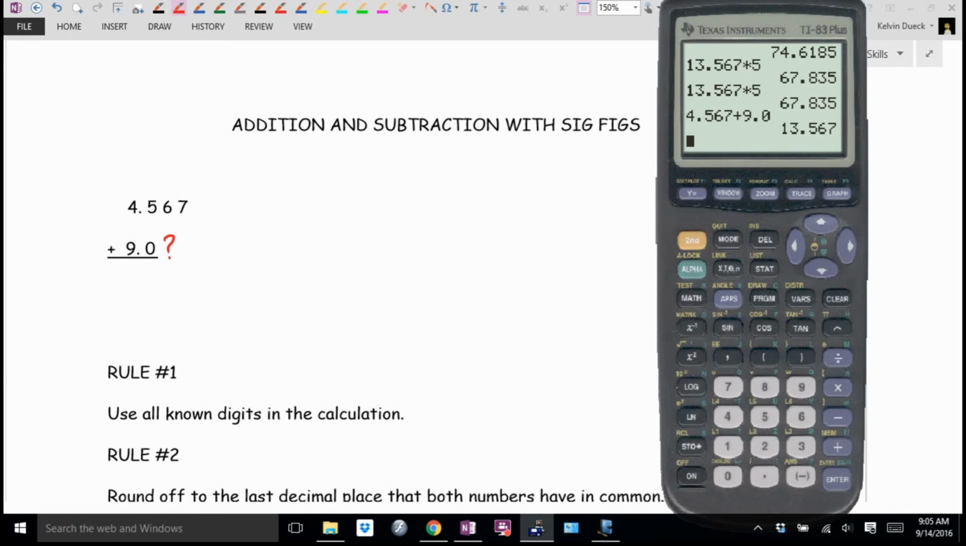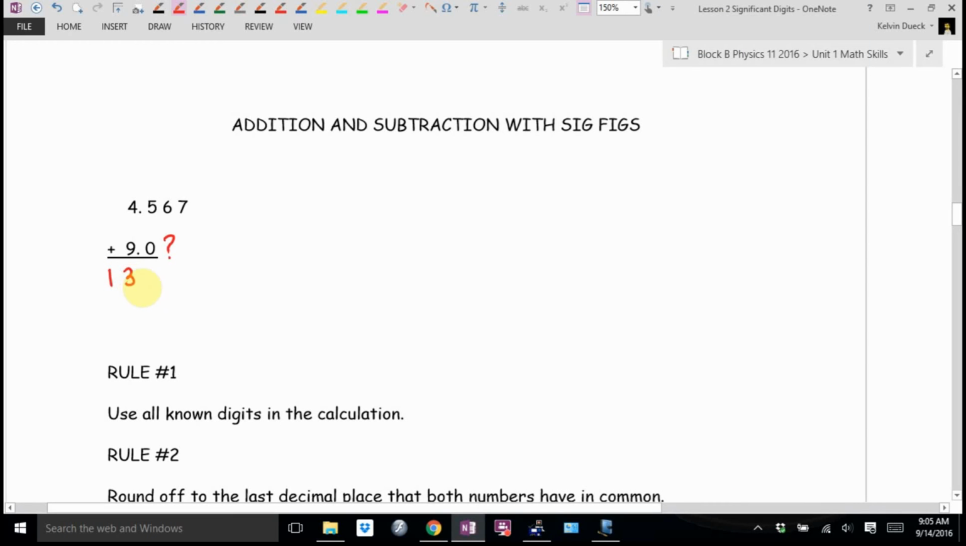And I get 13.567. That's not my final answer. It looks like the last column where I know everything is this one here. I'm going to round off to that decimal place. In other words, I'm going to look at this 5 and say, does it stay a 5 or become a 6? So the final answer is going to be 13.6.